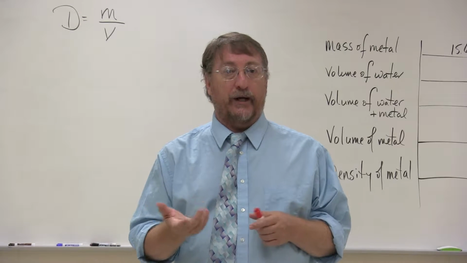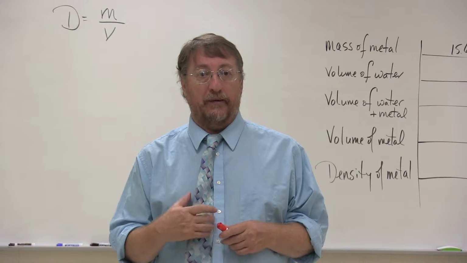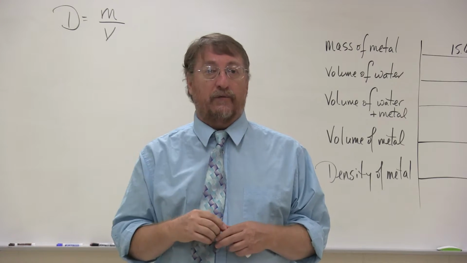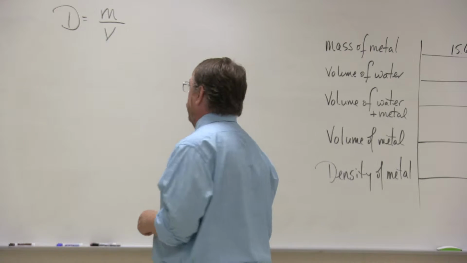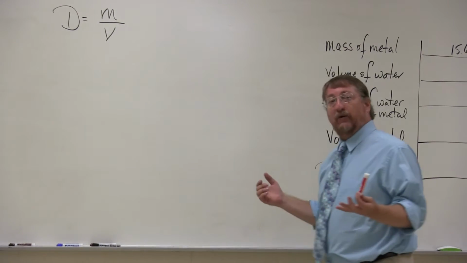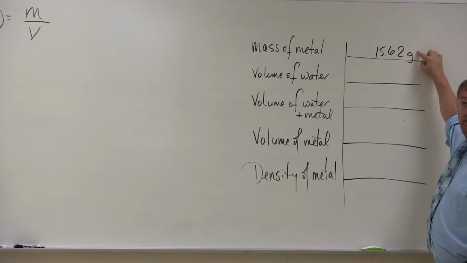If it's an irregular shape and it doesn't dissolve in water, then we're going to use volume displacement in water. Now we could use other solvents as well if it did dissolve in water, but we're going to talk about volume displacement in water. All right, so let's imagine that we have a piece of metal, in this case silver. So a piece of silver metal, and it weighs 15.62 grams.